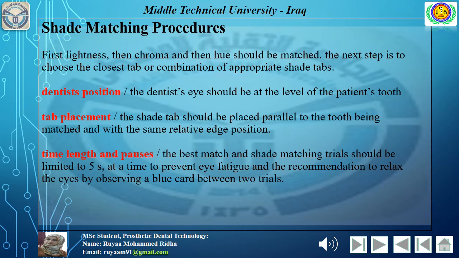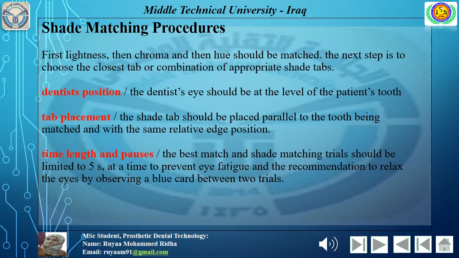Shade matching procedure. Firstly, lightness and chroma and then hue should be matched, and the next step is to choose the closest tab or combination of appropriate shade tabs. Several factors should be considered during shade matching procedures, such as dentist position and lab placement, tab placement, and time, length and pauses during shade selection.